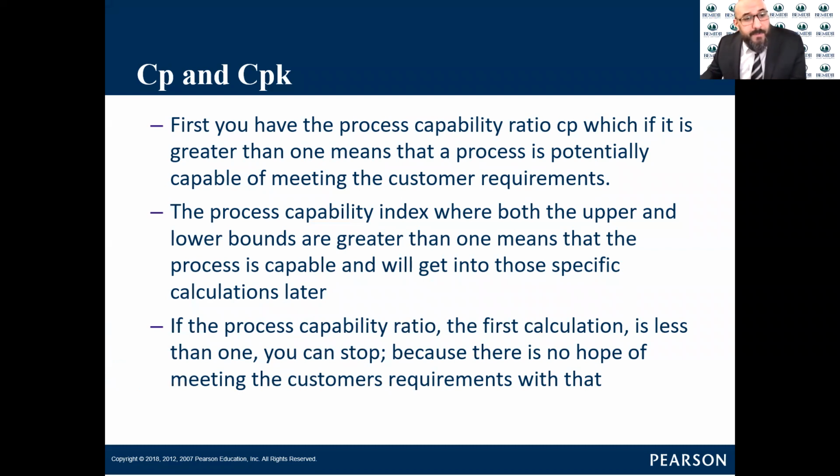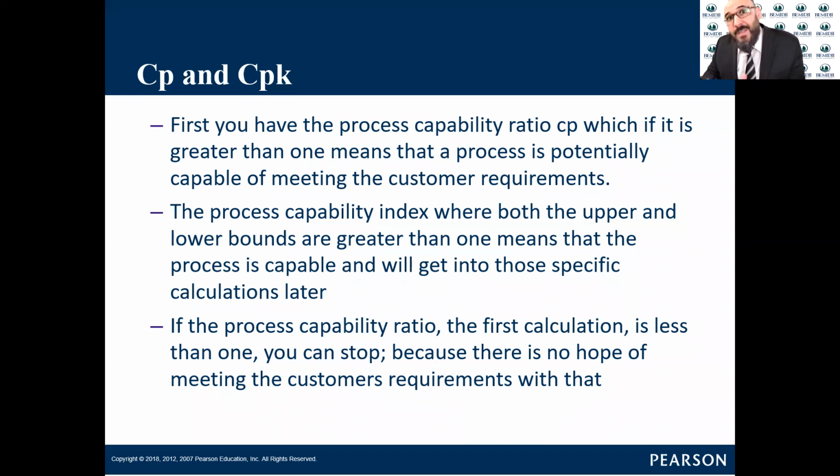If the process capability ratio, which is the first one, the CP, is less than one, then you have to stop. There's no hope that you can meet the customer needs. So that's the first indication: you do the calculation for the CP, and if it's less than one, just stop. There's no hope that you could meet the customer needs. However, if you do the calculation and you get more than one, then there is hope; the process potentially can meet the customer needs.